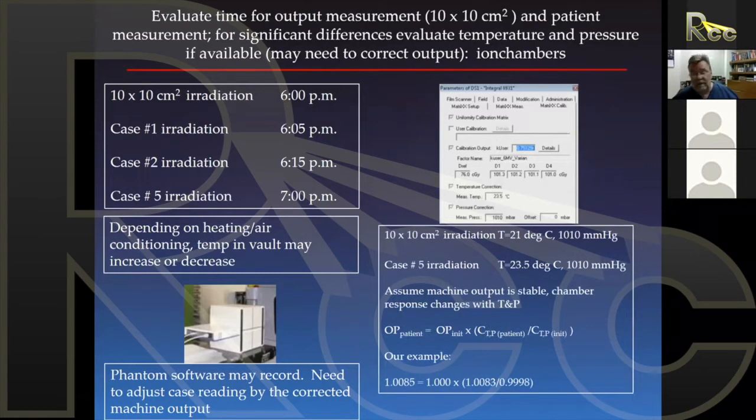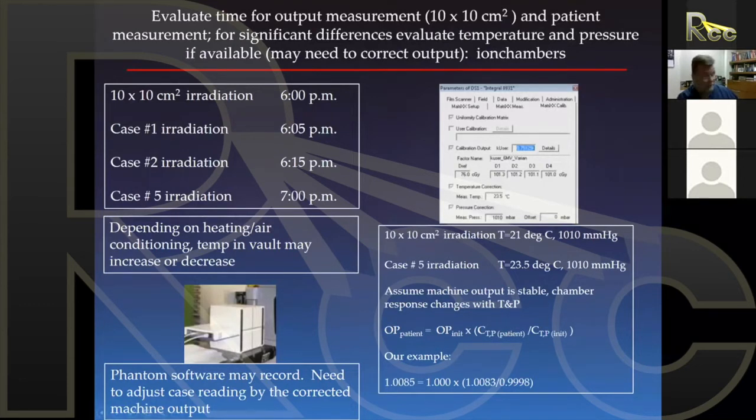So if we assumed in this case that we had a 1 centigray per monitor unit output for the 10 by 10 at 6 o'clock and a temperature of 21 degrees, by the time we got to 7 o'clock, it was 23.5 degrees. Now, if we're using a 3%, 3 millimeter window for irradiation, and we're already almost a full percent different than this, this could cause us to have unduly tight acceptance criteria.